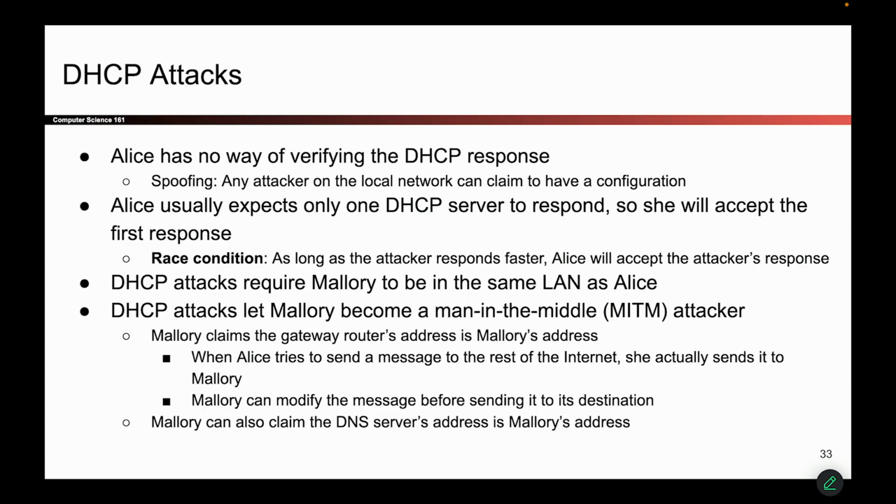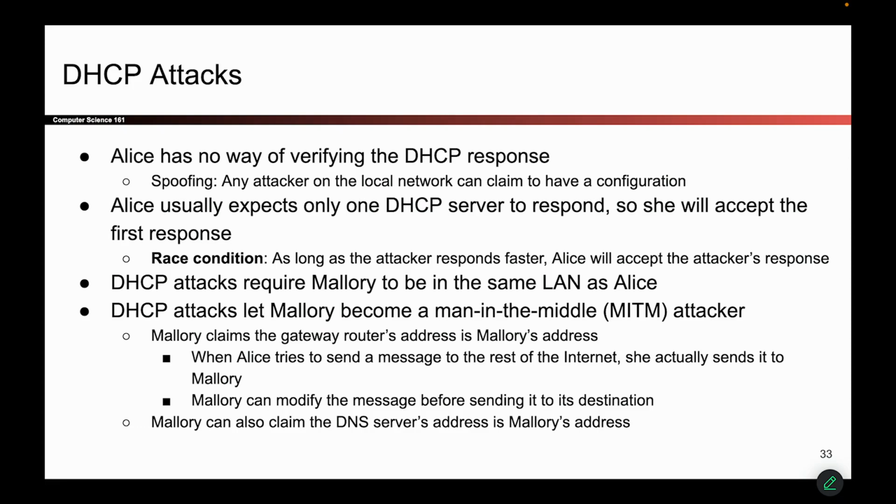Now, if you squint at DHCP, you might notice that it basically is the same thing as the ARP protocol that we saw earlier. And in fact, this slide is mostly copied from what we talked about when we talked about ARP. So once again, we still have the same fundamental flaw that occurs at lower layers. Alice doesn't have any sort of verification on the response.